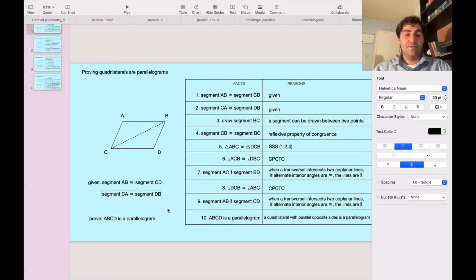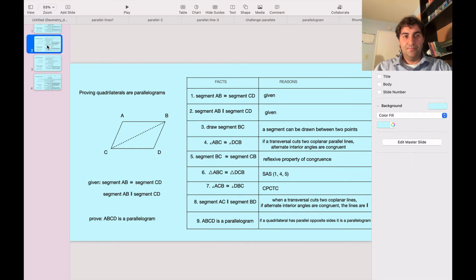So that's going to be our first technique. If we can show that both pairs of opposite sides are congruent in a quadrilateral, then we can establish that that quadrilateral is a parallelogram. Now let's look at a second technique.